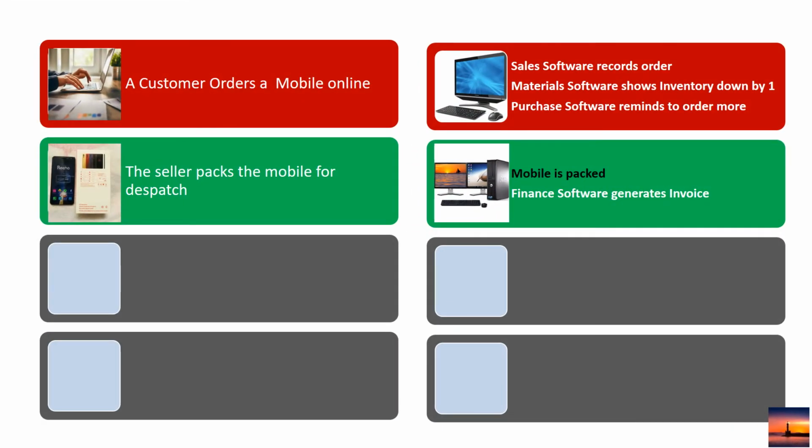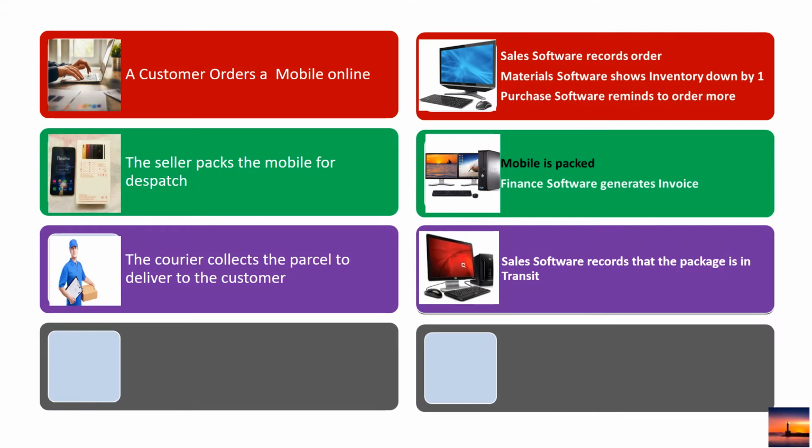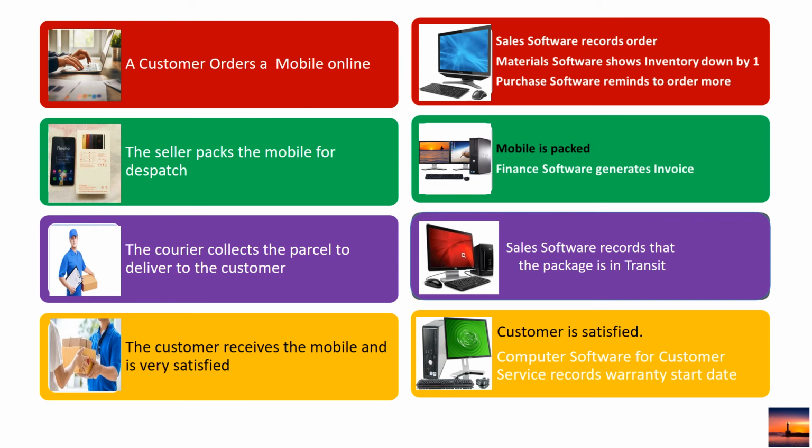The person in charge of stores picks up the mobile and packs it. He then informs the courier to collect the same for delivery to customer's address. Sales software prints the invoice for the supply. The finance software records sale and reserves the tax component to a separate account. When the courier has collected the parcel, sales software records that the ordered goods is in transit. From this time on, the item is outside the seller's organization. When the customer is satisfied with the delivery, the order fulfillment is complete. The status of order is changed as delivered. The customer service software recognizes the completion of sales and the warranty for the mobile is effective.